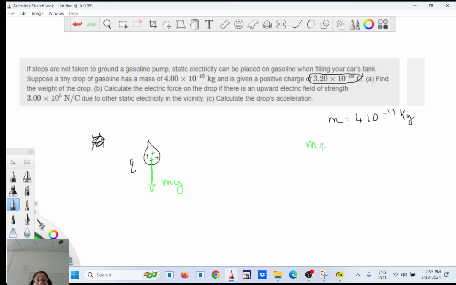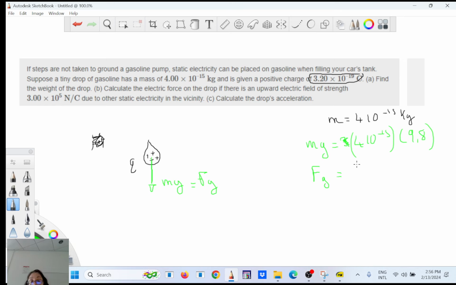Okay, so can you do that? Where's the mass? 4 times 10 to the negative 15, close the parenthesis, times 9.8. Okay, so that will be your weight, the gravitational force. It's a vector.